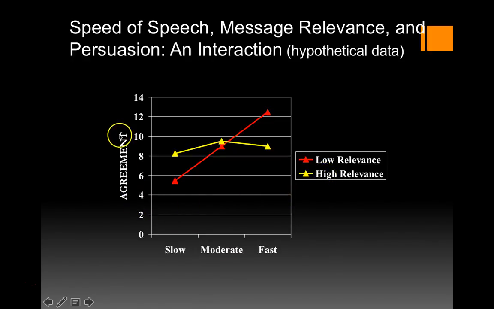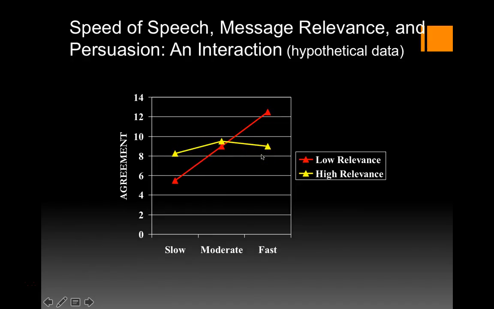And these are our results on the agreement scale. As you can see, when we have low relevance, we get the same kind of effect that we had previously. Not only that, the moderate is less than the fast, and more than the slow. So that suggests that slow speech decreases persuasion, fast speech increases it. So there's kind of a linear effect going on here. But look what happens with high relevance. No differences owing to speech rate. It's virtually a flat line.